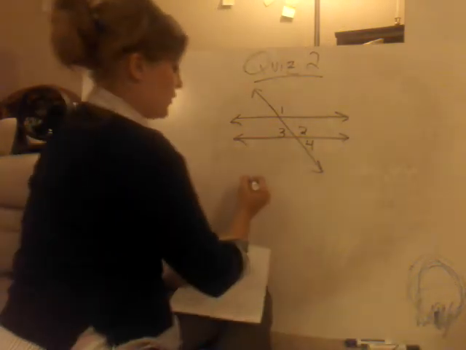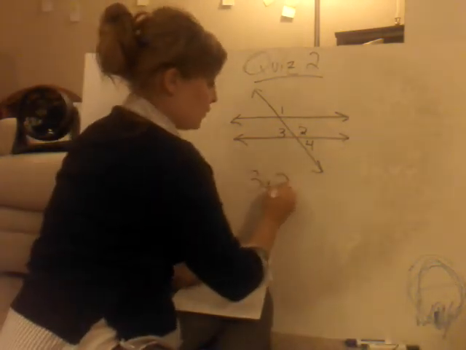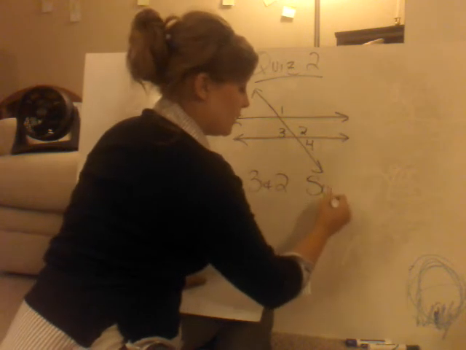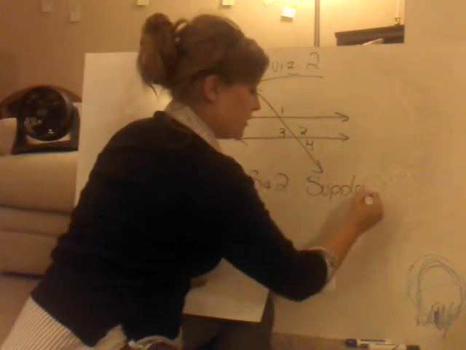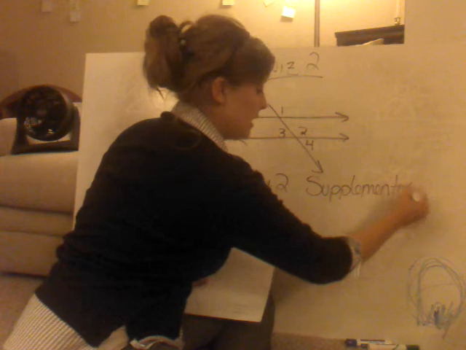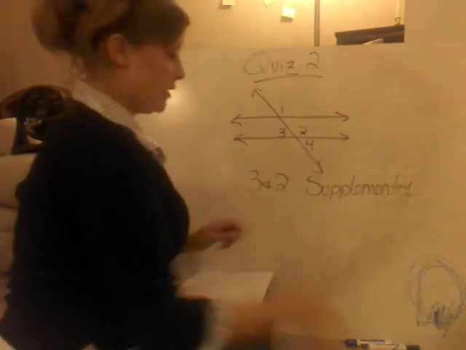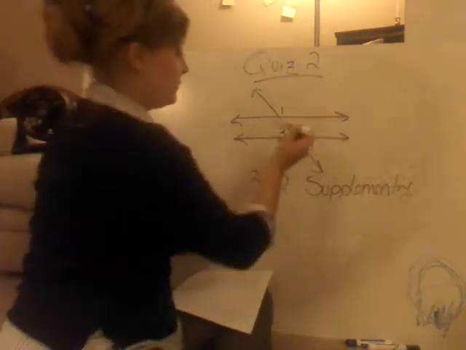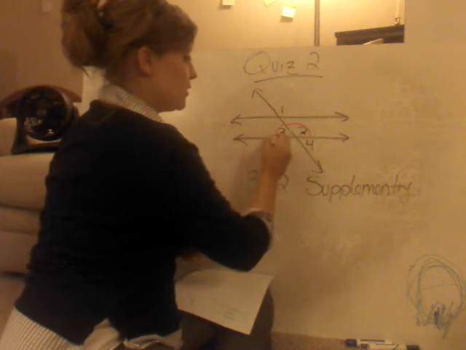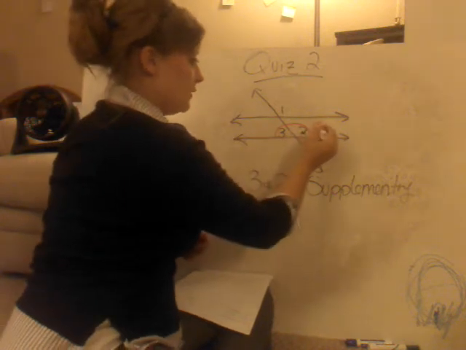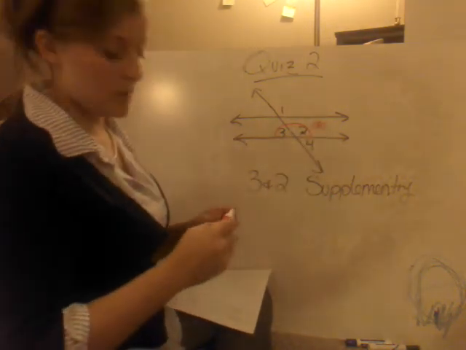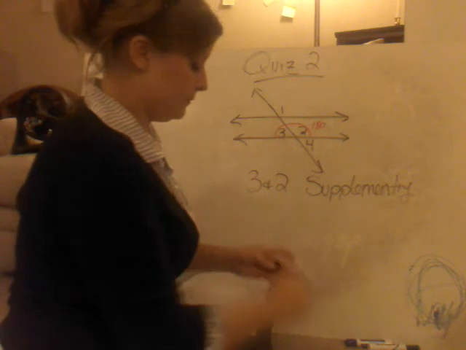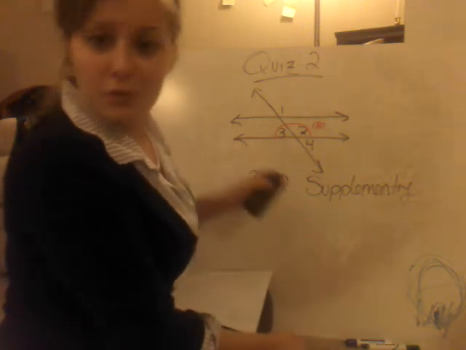And then I asked what is 3 and 2. So 3 and 2 are supplementary. They're supplementary because they equal 180 degrees. Alright, so bring back the red marker. Total measure here is 180. Supplementary, that's what I was looking for as the answer. And that's the first page.